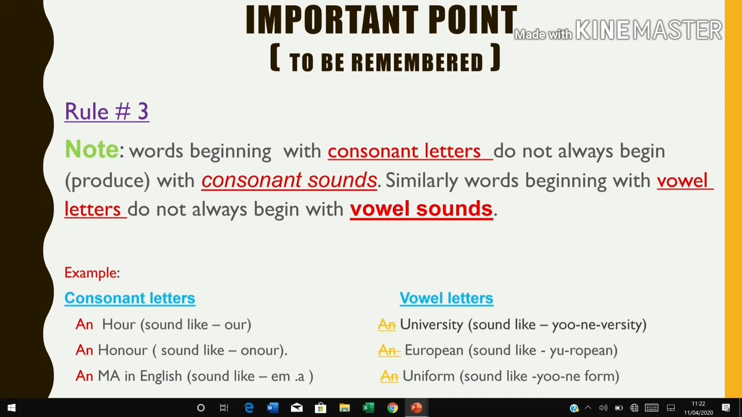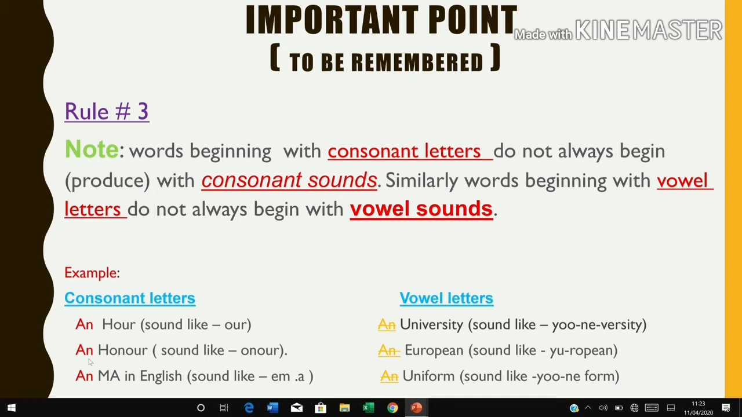The next, in the same way, honor. And the same with M: M is a consonant letter, but it begins with the sound A. So before that, what does the rule say? The rule says before a consonant letter we should write a, and before a vowel letter we should write an. So here the H is silent. We should not pronounce the consonant letter H, so we should not write a. We should write an before these words.